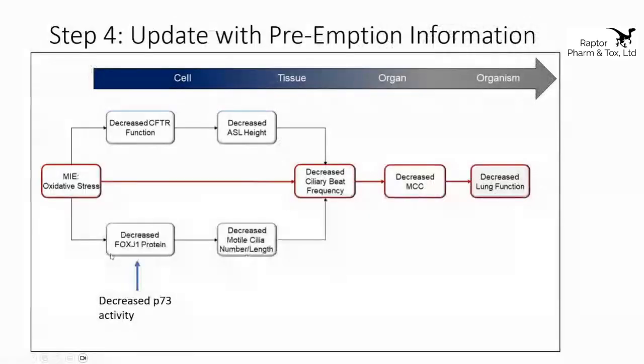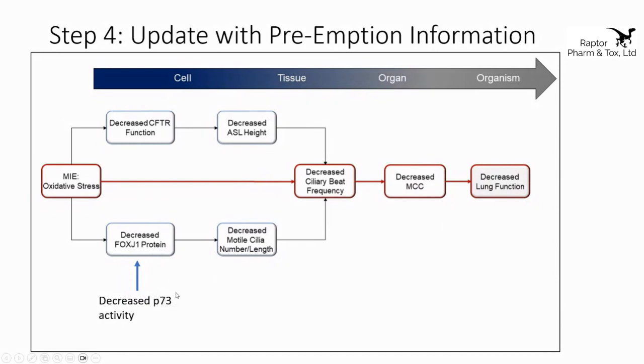for decreased FOXJ1 protein activity, yeah, there is another way you can get it. You can get it through decreased P73 activity. Now the question becomes, is this decreased P73 activity due to oxidative stress or not? Well, there are ways of getting this to be decreased not through oxidative stress. So you could have an arrow from here to here, but that's also not complete. There are other ways of getting this. And so we do have ways of preempting this particular AOP.